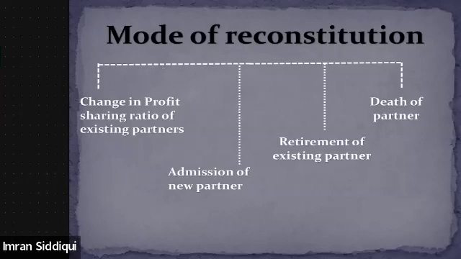There are other factors as well. There are other modes of reconstitution as well, but that is not the point of consideration from the accounting point of view. From accounting point of view, we need to consider all these four modes of reconstitution, which is change in profit sharing ratio among the partners, admission of a new partner, retirement of existing partner, or death of a partner. These are the modes of reconstitution. I hope this point is clear to you.